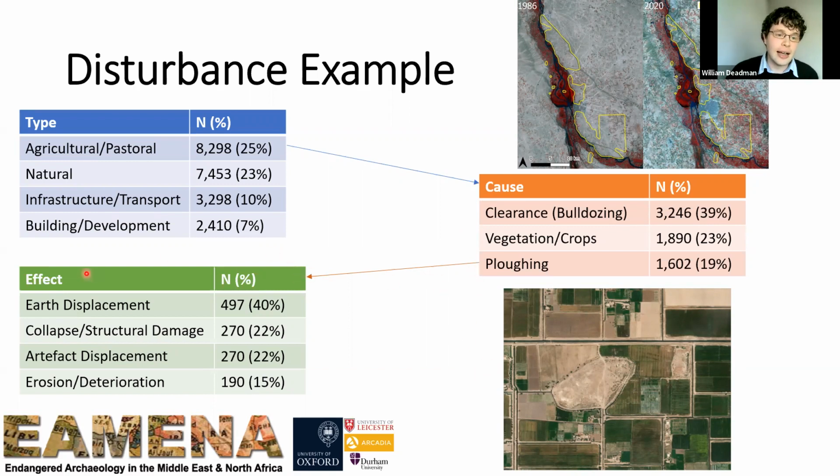And then finally, we have the effects. This is the negative effects that the site is suffering from due to these causes. In this case, these are from ploughing, and we record these too, obviously. So ploughing, in 40% of cases, there's earth displacement. There can be collapse or structural damage to the site. There can be the displacement of artifacts, and it can cause further erosion and the deterioration of sites. So this is how we record disturbances in the database.